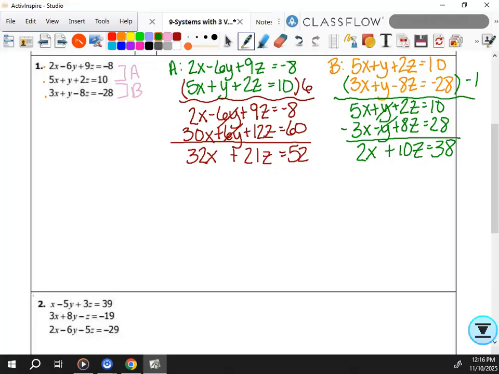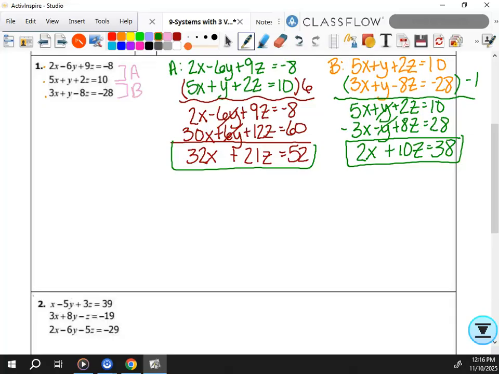Okay, so now I've narrowed it down. I did have 3 equations and 3 variables. Now I have 2 equations and 2 variables. Now of these two, I'm going to have to do the same thing, do elimination again.